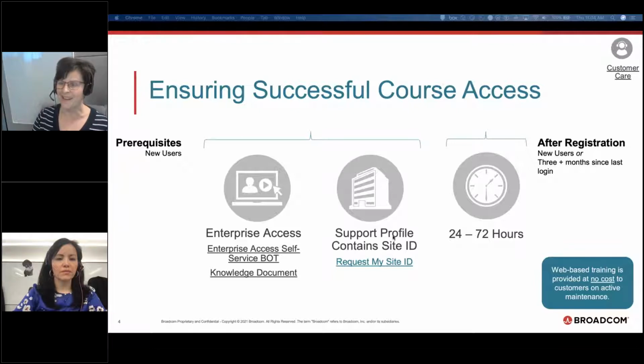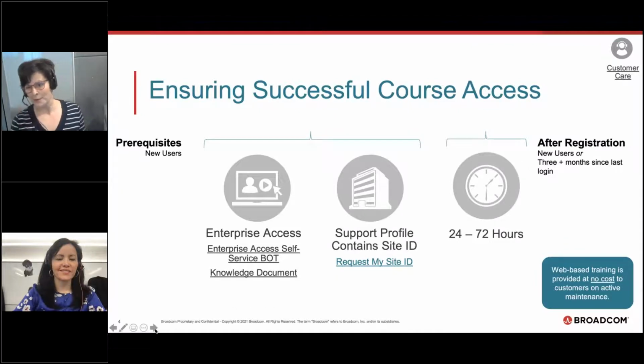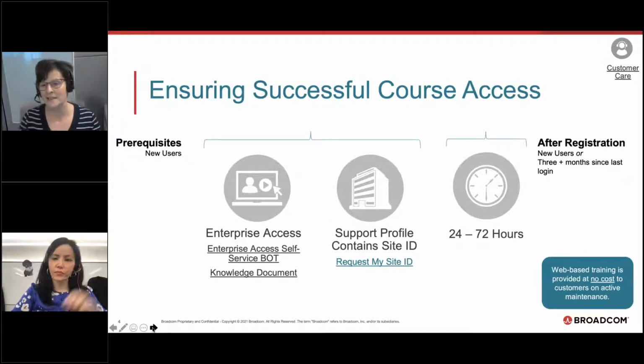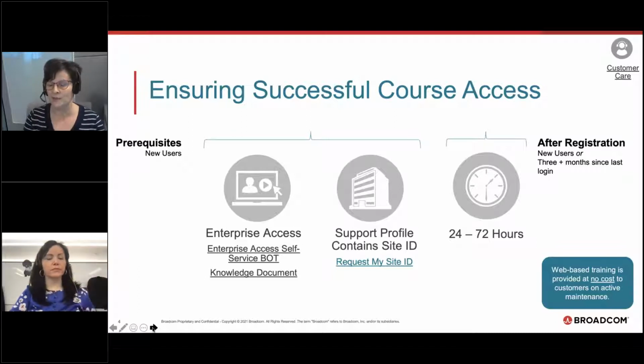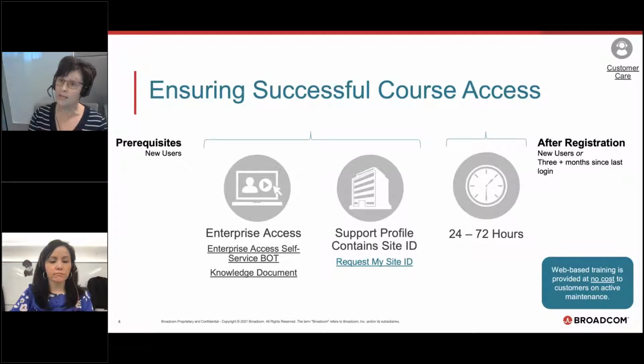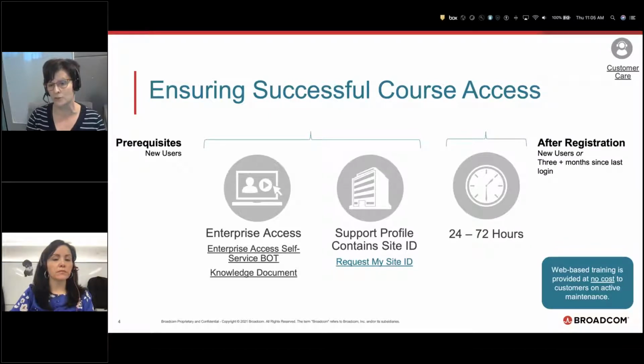There we go. All right. So of the prerequisites, and those are listed there in the left and the center of your screen, the first thing is to ensure that your account is set up for enterprise access. There are two options for account access, enterprise and basic. Most of the time, our customers are set up for enterprise access, but occasionally there is basic access. With basic access, you're not able to access the web-based training.